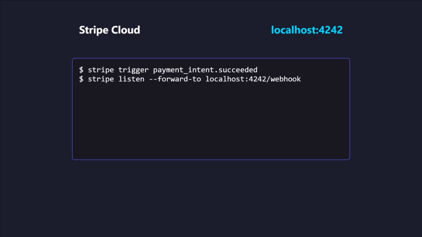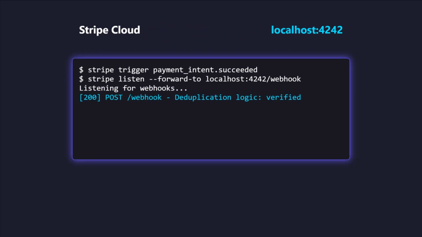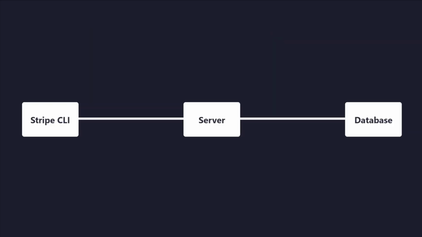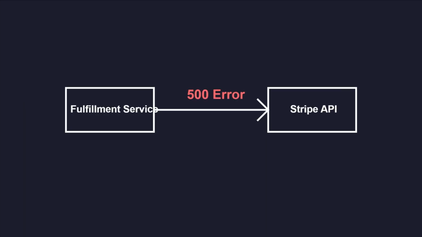Use the Stripe command line interface to trigger mock events during development. The listen command forwards webhooks from the Stripe cloud directly to your localhost port, allowing you to debug deduplication logic without a public identifier. During testing, manually trigger the same event multiple times using the Stripe CLI's resend command. Verify that your database only records one entry and that your system does not send duplicate notifications to the user.